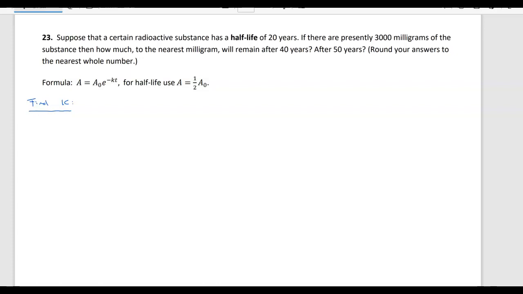Now for k, we're going to use what's given for this formula. In this case, we're going to have 1/2 of the total quantity. It's going to equal the total quantity at the given time, e to the negative kt. And we're told that the half-life of this substance occurs in 20 years. So t is equal to 20. In this case, we have to solve 1/2 a sub 0 equals a sub 0 e to the negative k times 20.